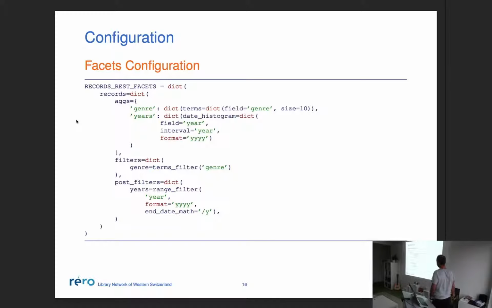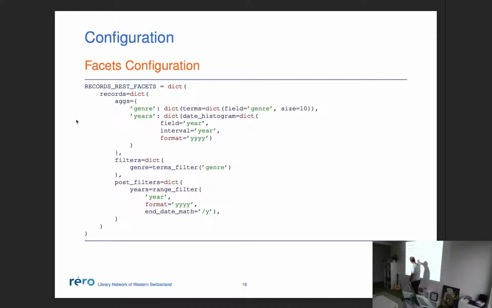Then what I have to do is a specific configuration here in Python. The idea is that here I can describe the facets. For example, here I want to add to my REST API a new facet, the genre. This is just a term facet, an aggregator, and I take the field genre. I can give the usual options for Elasticsearch for that. I can have another kind of facet here. For example, instead of terms, I can have a dates histogram.